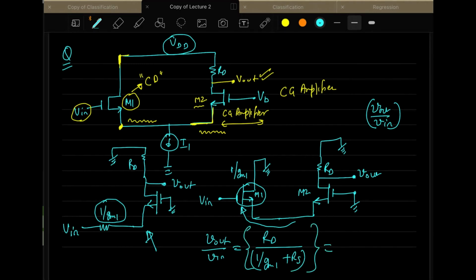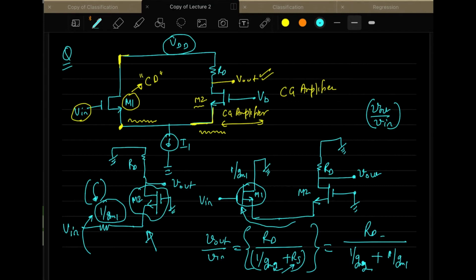So here RD remains the same, and then you have 1 over GM1 plus the RS thing, which is actually this now. The RS is replaced by 1 over GM1. So it is 1 over GM1 here, and this will be GM2, sorry. This will be GM2 because considering this as the common gate, the GM of the MOSFET M2 will be GM2.